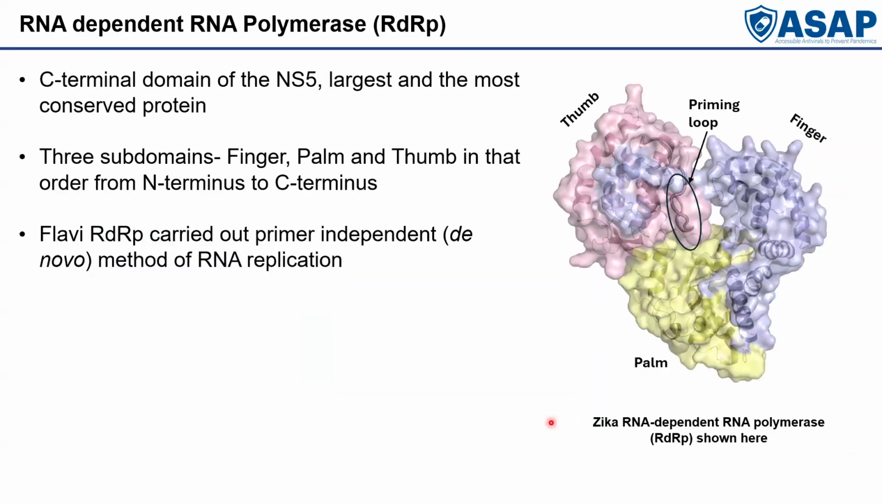Here, we are interested in RNA polymerase, which is the RNA-dependent RNA polymerase from flavivirus. RDRP is actually a C-terminal domain of the largest protein NS5 in orthoflavivirus, and it is the largest and highly conserved protein. The structural architecture overall remains the same for all polymerases, including these RNA-dependent RNA polymerase. It has 3 domains, a finger, palm, and thumb subdomain. And Flavi-RDRP carries out the genomic RNA replication through primer-independent method, which is also called de novo replication.